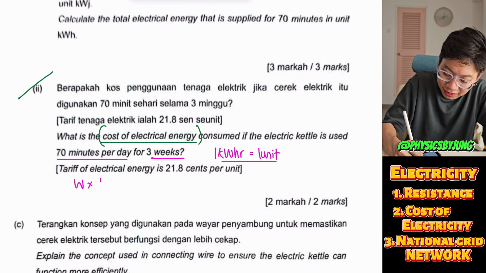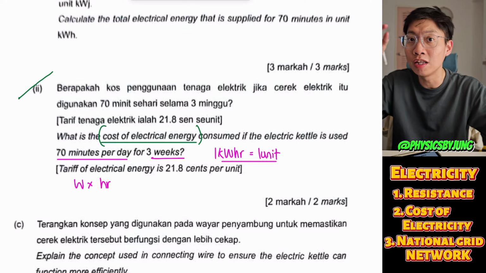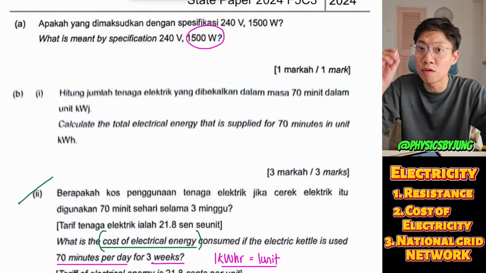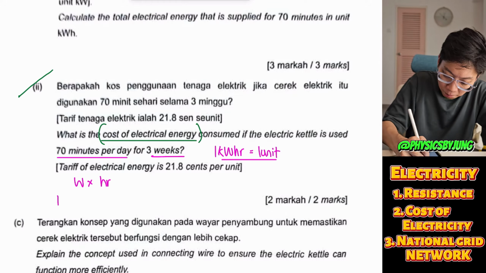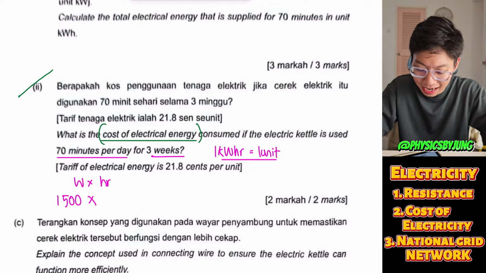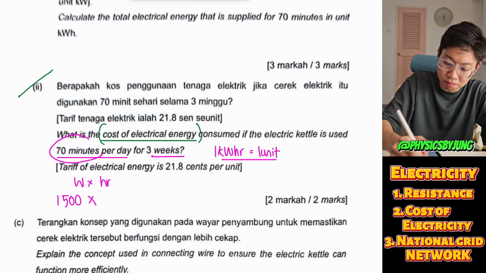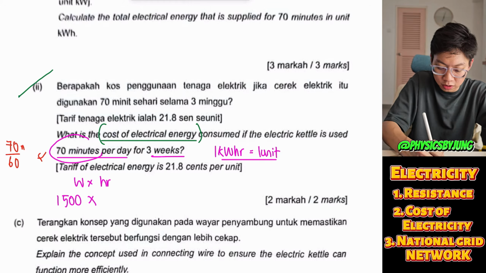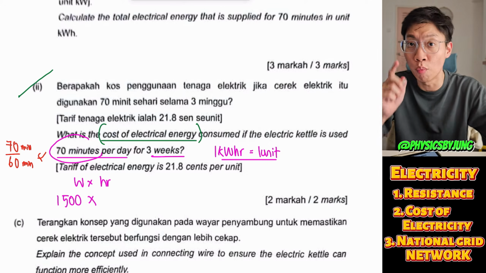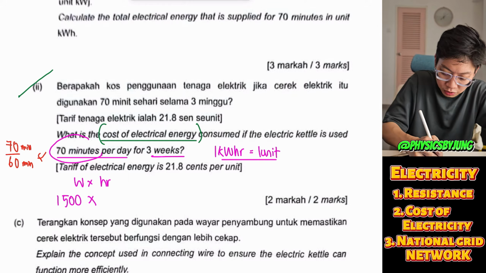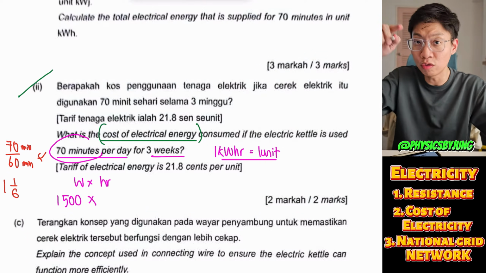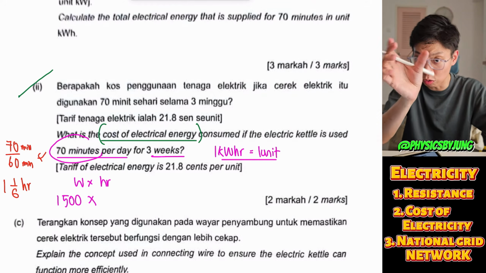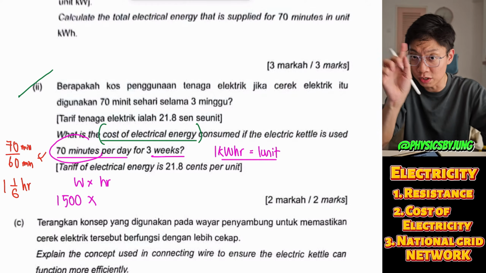Okay, so now if this electric kettle is used for 70 minutes per day for 3 weeks, how can we calculate this? My strategy is always we take the power multiplied by the time taken first. So my watt, which is my power here, is going to be 1500 watt. What about my hour? They say it's 70 minutes. So 70 minutes is actually 70 over 60, because we want to find what is the ratio of 1 hour. Or you can also write 1 and 1 over 6 of an hour. So it's just maths. You take your total minutes divided by the 60 minutes, you get how many hours.